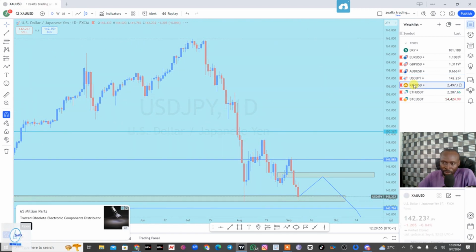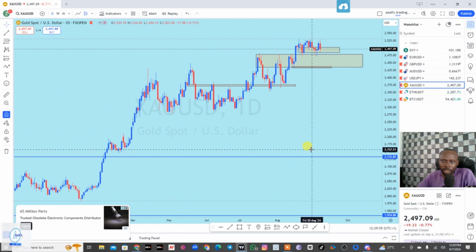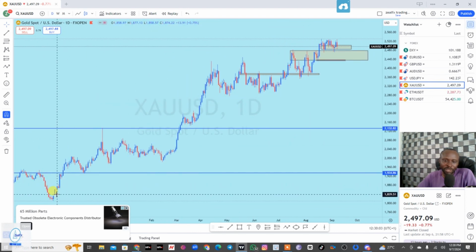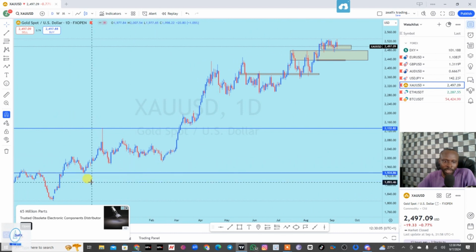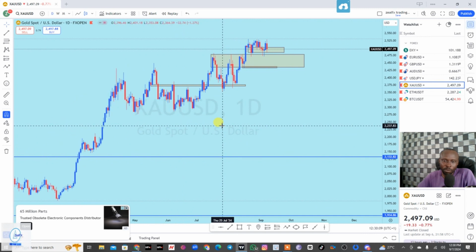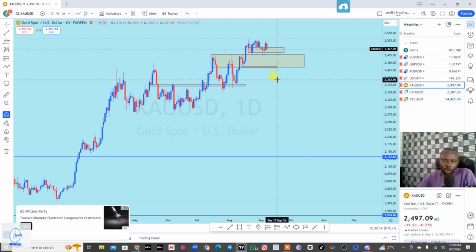So our next pair will be gold USD. Gold USD is still in an uptrend. You can see that we have an uptrend. Gold has been in an uptrend for over months now. So now gold still stands in uptrend momentum.